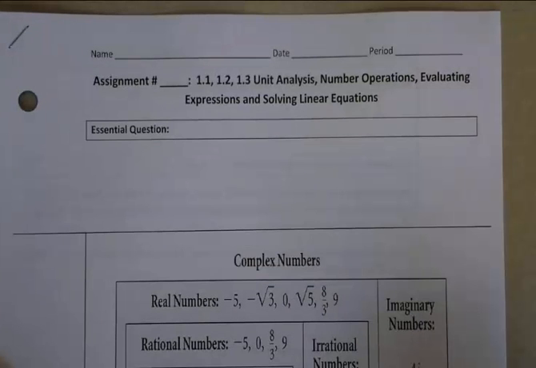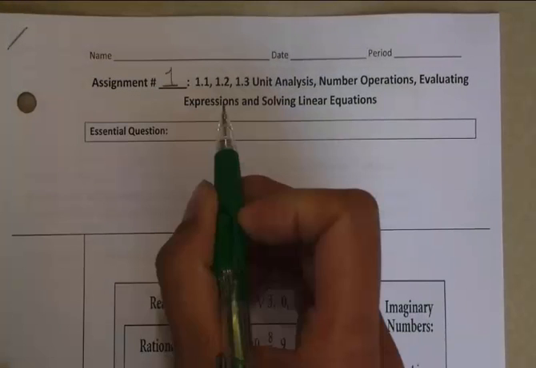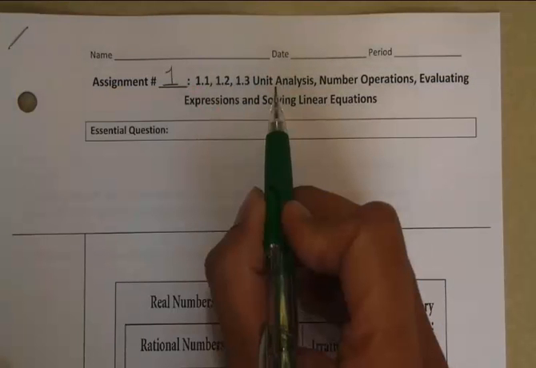Assignment 1. We're going to cover 3 sections. In this lecture, I'm only going to go over the first section. So 1.1, unit analysis, number operations.